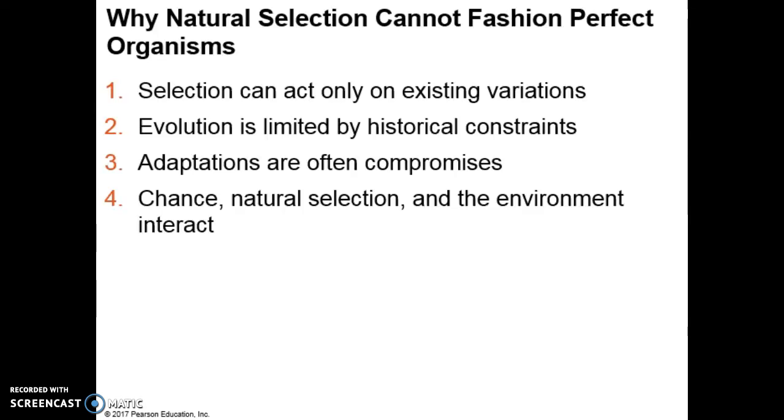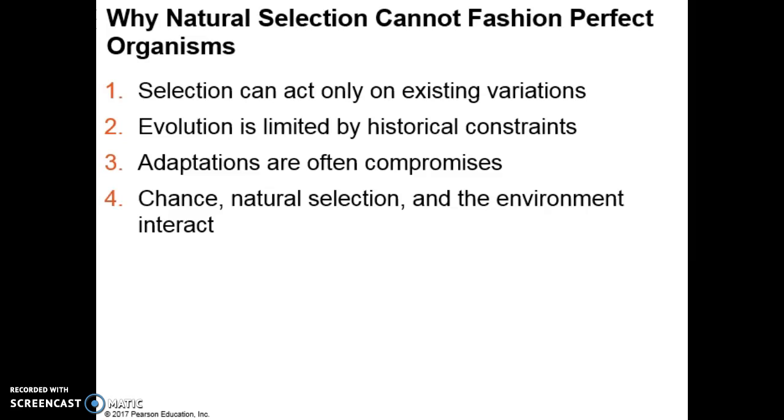So natural selection cannot fashion perfect organisms because it's not goal-oriented. It only acts on existing variations. We're limited by historical constraints. If we don't have those alleles, we can't just spontaneously mutate them. Adaptations are often compromises. They're things that we do currently, but we just do them a little bit better. They're not an ideal situation.